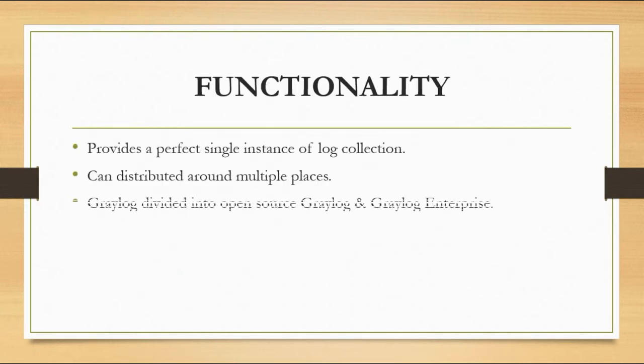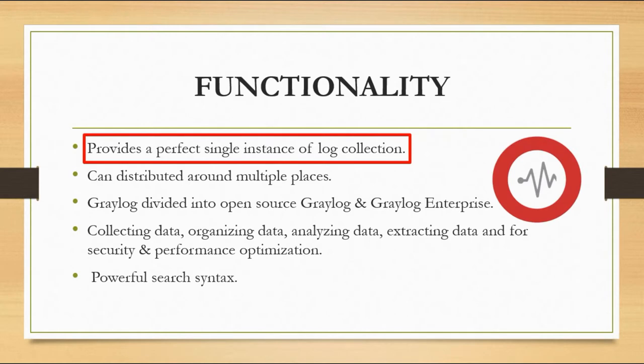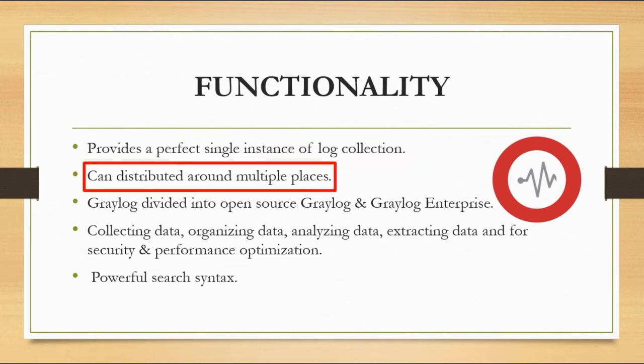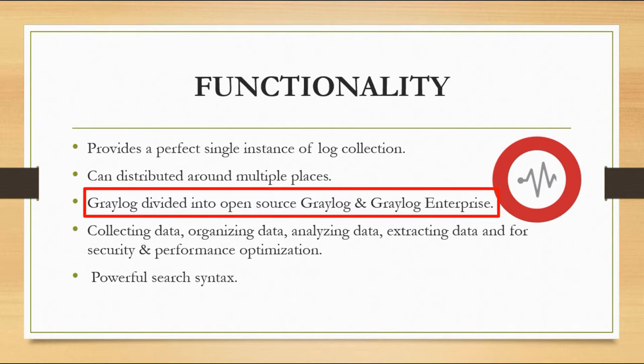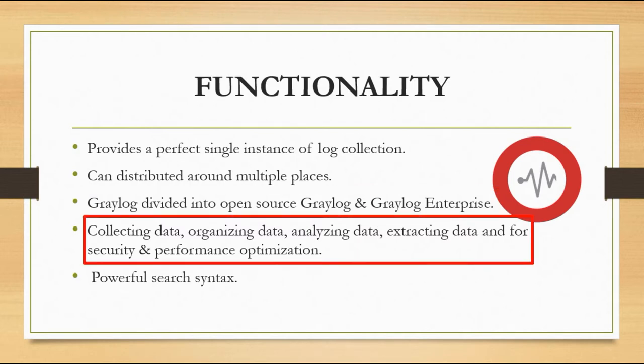Okay, next for the Graylog function, mostly it provides a perfect single instance of log collection for the whole system. Graylog comes in handy if the system infrastructure is large and complex. Graylog could be distributed around multiple places, and not all team members could have immediate access to all its components. Graylog is divided into two categories, which are open source Graylog and Graylog Enterprise. So usually Graylog is used for collecting data, organizing data, analyzing data, extracting data, and for security and performance optimization.